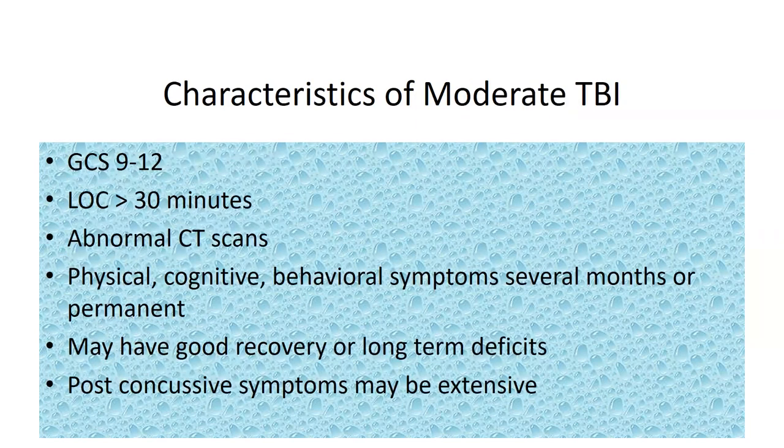Then coming to moderate TBI, the GCS score is 9 to 12. The LOC can be more than 30 minutes. And in this case, generally, we have a CT scan finding. And simultaneously, there are physical, cognitive, behavioral symptoms for several months. And in very few cases, it may be permanent. So in this case, intervention is required as far as the PMR department is concerned for a long period of time by a multimodal approach. May have good recovery or long-term deficit. Post-concussion symptoms may be extensive.